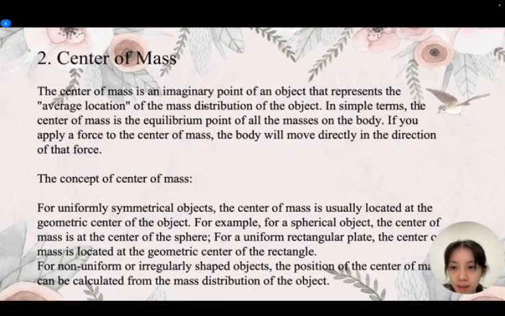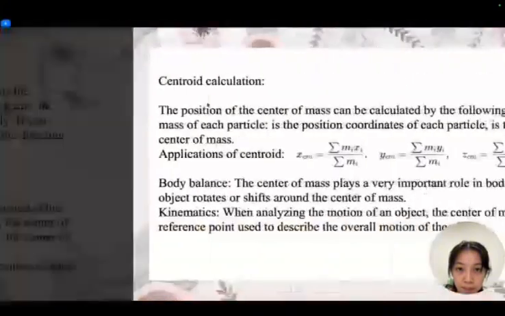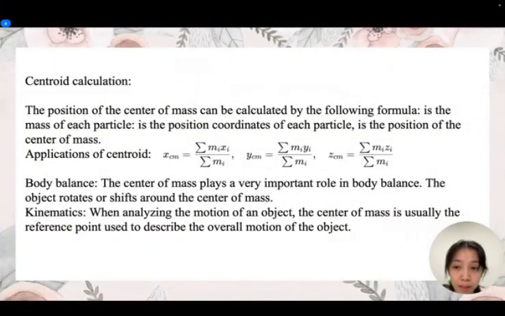Center of mass. For a uniform symmetrical object, the center of mass is usually located at the geometric center of the object. For non-uniform or irregularly shaped objects, the position of the center of mass can be calculated from the mass distribution of the object. This page shows how to calculate the centroid.